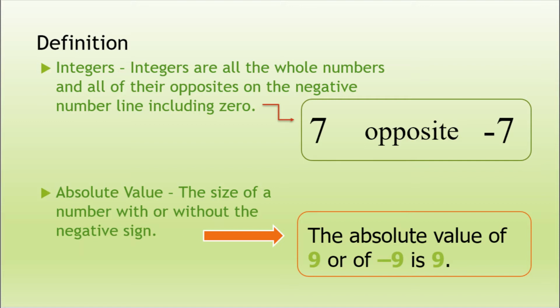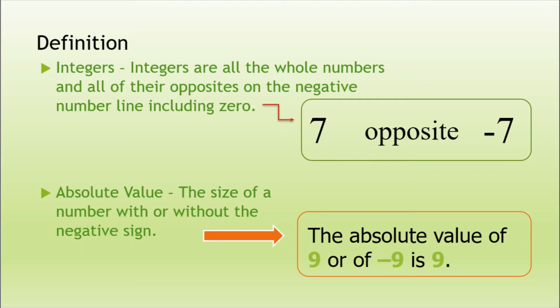What are integers, about which the chapter is? Integers are the whole numbers and all of their opposite on the negative number line including 0. Just now as I've said that 7, the opposite is minus 7. So these positive 7 and the negative 7, they both are integers which are including 0 also.